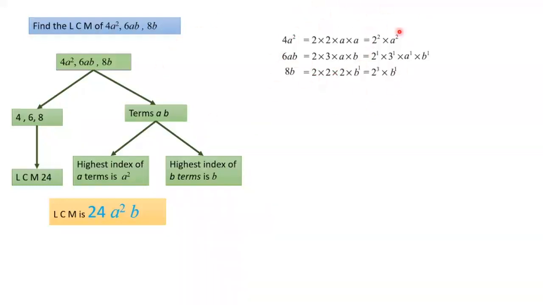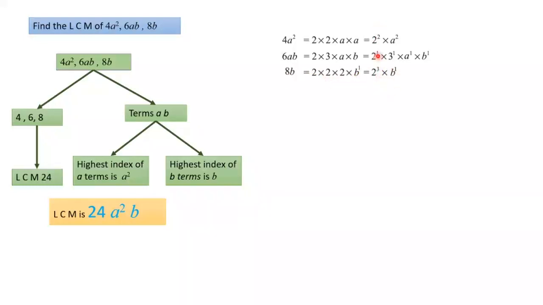Okay, now I have put here another method. Your textbook gives this method. You can write the factors of 4 as 2 into 2, and a as a squared. 2 into 2 you can write as 2 to the power 2, and a squared. 6ab you write as 2 into 3 into a into b. You can find 2 into 3 by the division method, dividing these numbers by prime numbers. You get 2 into 3 into a into b. Then 8 can also be written as 2 into 2 into 2, into b to the power 1.